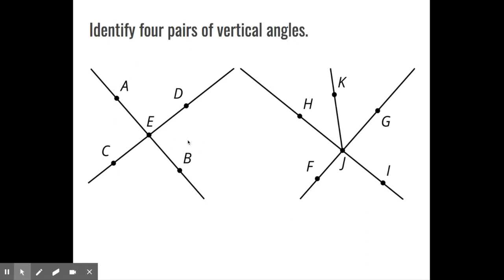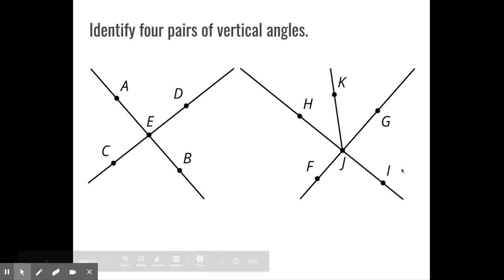So let's look here at this pair of intersecting lines. We have vertical angles AED and CEB. These two angles are vertical to each other. They are the same and vertical. Looking the other way, AEC and DEB are also vertical angles. Okay? They are opposite each other, created by the two lines intersecting, sharing that one single point. And whatever the measure of this side is, this would be the same over here.